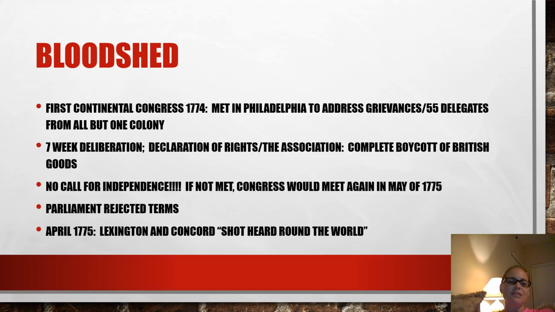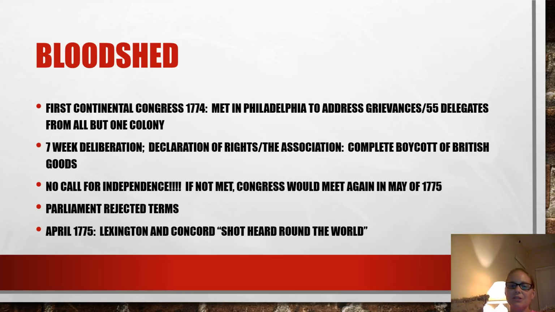So in April of 1775, Lexington and Concord, shot heard around the world. British troops were ordered to march to Lexington. They had heard about weapons that were being stored in that town. We'll talk about Paul Revere and his famous midnight ride, the Longfellow home. But we'll talk about that in class. But they warned that the British were coming. They were able to move the weapons in time and things like that.